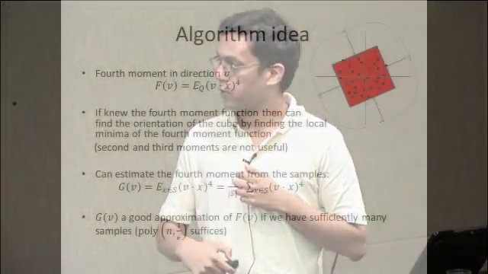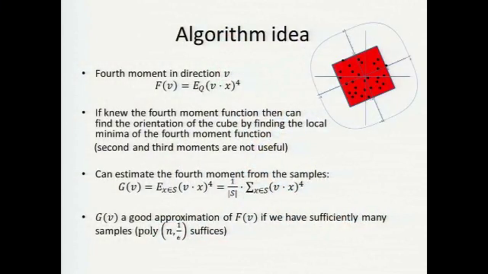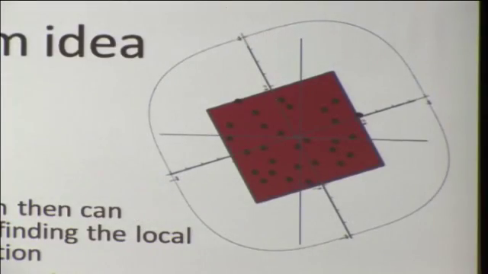Now here I assumed that the cube is axis parallel, but of course our problem is to find the orientation when it's not axis parallel, it's in some general position. But the fourth moment just behaves the same way. If you rotate the cube, then the fourth moment will also rotate the same way. Right, that's obvious.